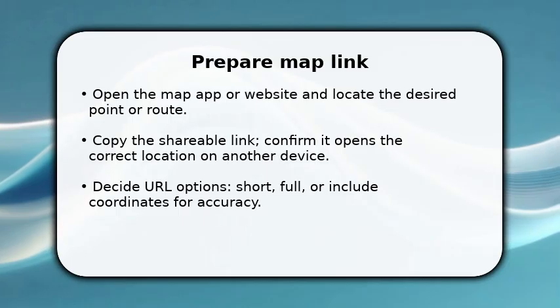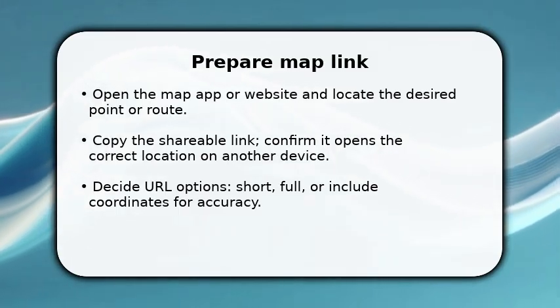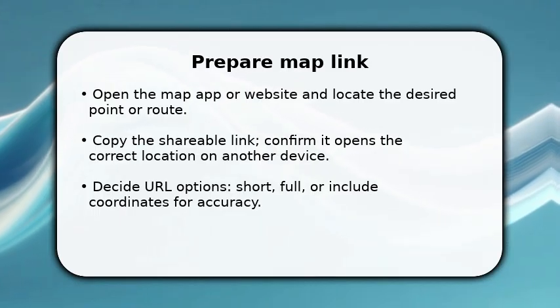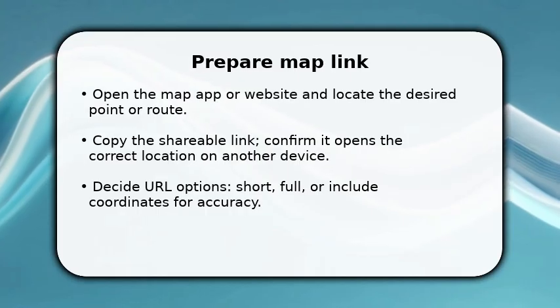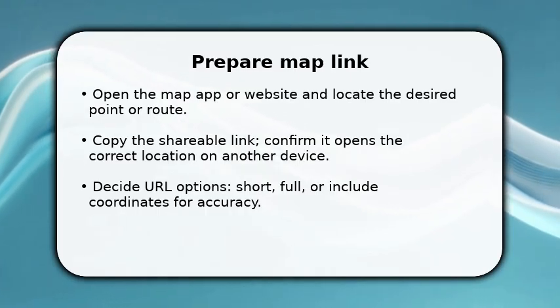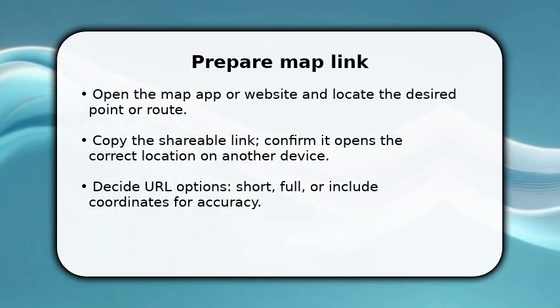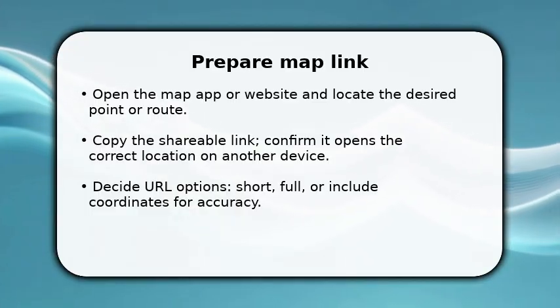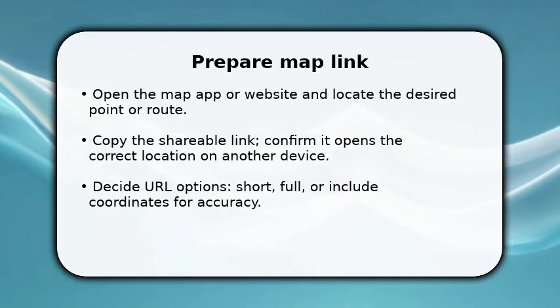You start by getting a reliable link. Open the map app, drop the pin or set the route, then tap Share. Once done, copy the URL to your clipboard and test it in a new browser tab to confirm the location. Make sure to choose a permalink or coordinates-based link rather than a session-only address, because persistent links remain valid across devices and time.